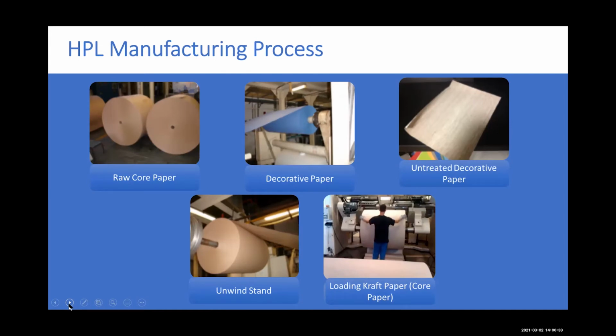The papers used are backer sheets and untreated decorative paper. The backer material is craft paper, which is purchased in 1-ton rolls. It is similar to the brown paper bag in grocery stores. The decorative paper can be colored paper or printed paper. In either case, the rolls of paper are loaded into an unwind stand. The craft paper is unwound into a bath of phenolic resin, and the decorative paper is unwound into a bath of melamine resin.